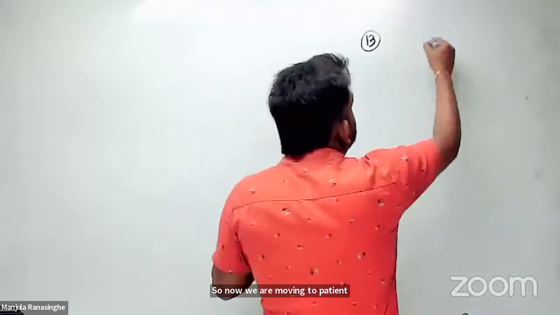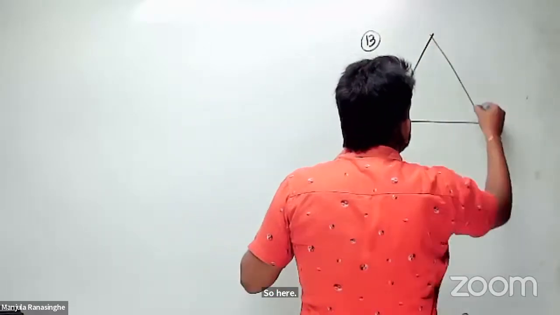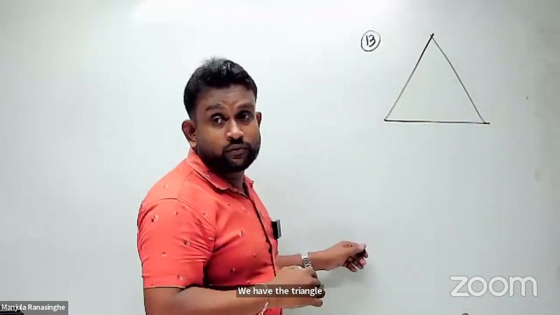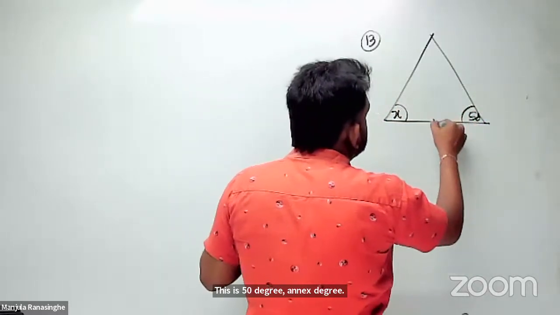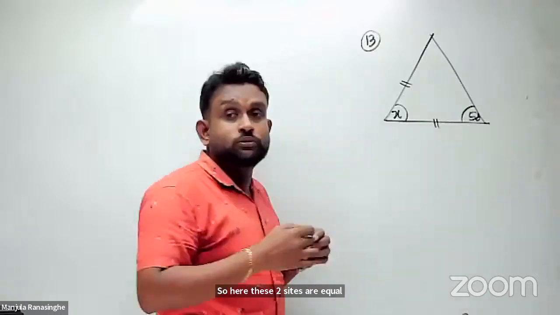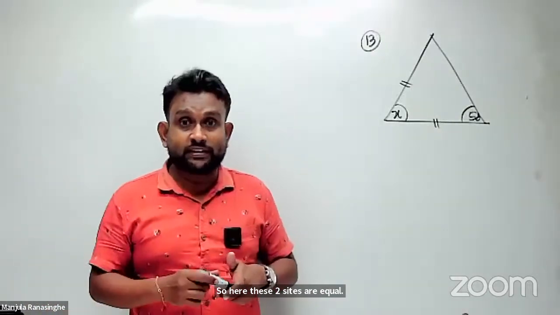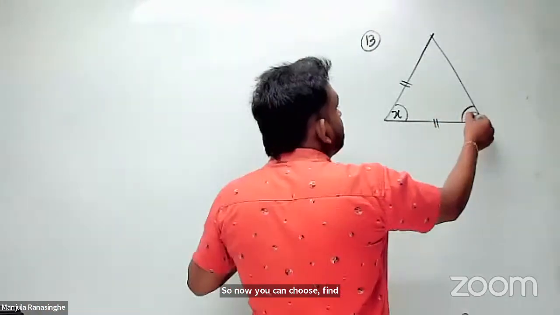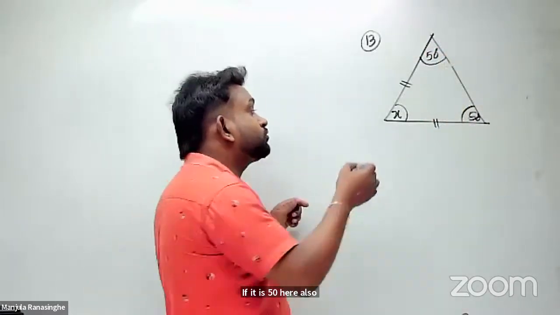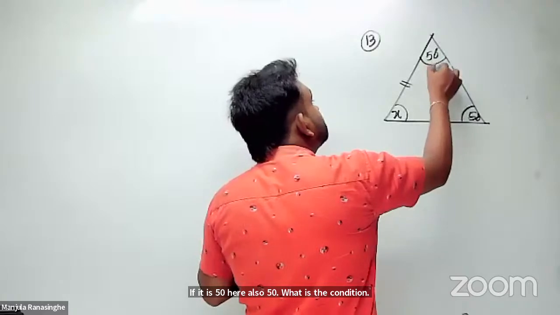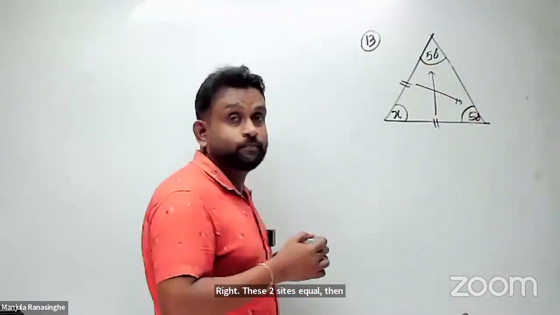So here we have the triangle, and here this is 50 degrees and x degrees. Here these two sides are equal. Now find the value of x. They're asking. If it is 50 here, here also 50. What is the condition? These two sides are equal, then the angles opposite to those sides are equal.